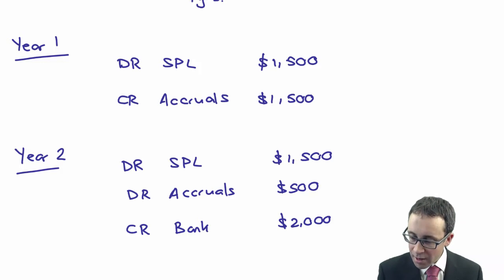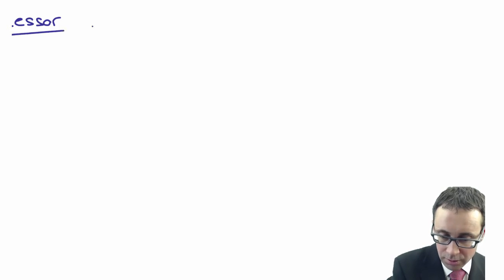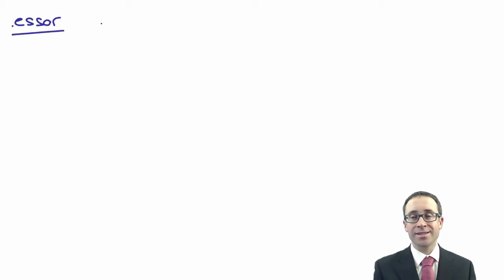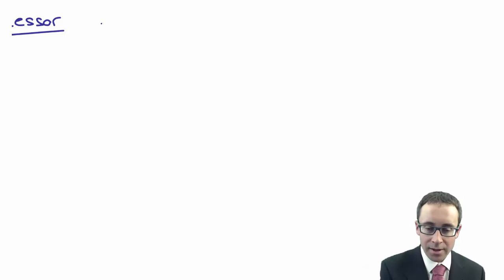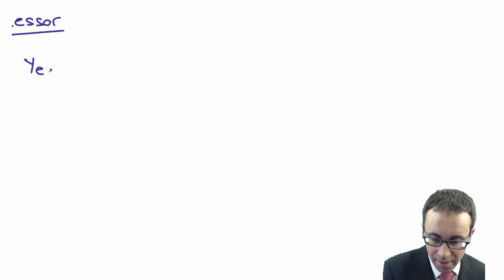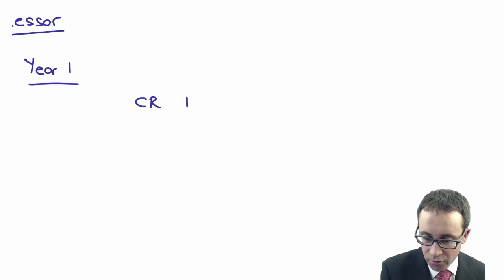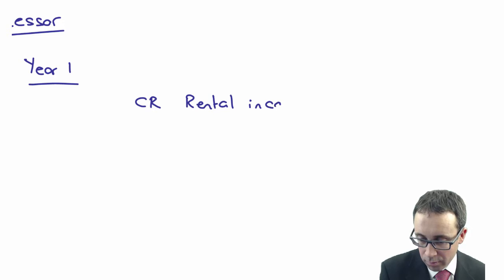If we then look at things from the lessor's books, where it was an expense in the lessee's books, it's now income in the lessor's books. So you are going to credit your rental income.